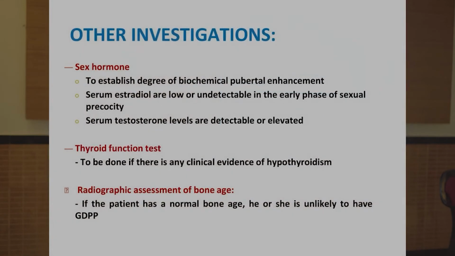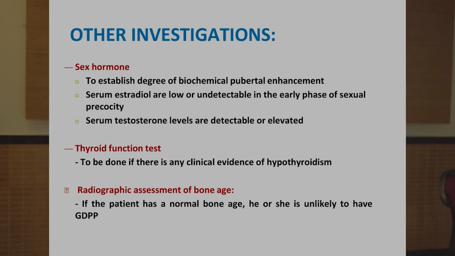Other investigations: we have to look for E2 and testosterone, and we have to look for thyroid function also before the evaluation of any case of precocious puberty. Thyroid function is a must. Radiographic assessment is very important to look for the bone age, because it tells how rapidly the patient is progressing and is going to compromise final height. So bone age is very important, and it is better to read the bone age with a bone age expert.